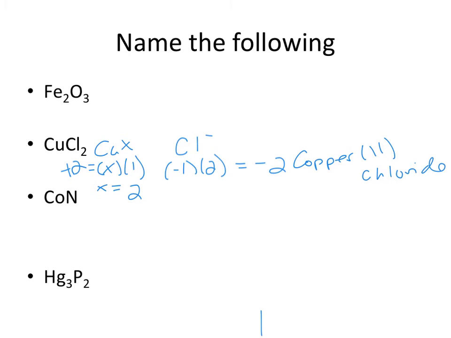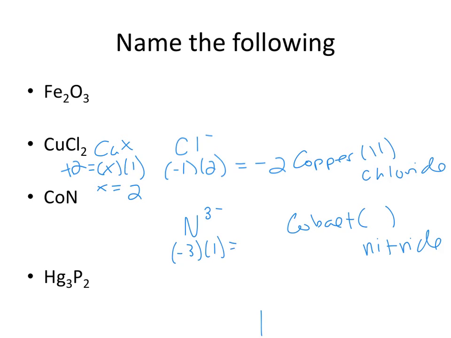Okay, so let's do the Co and the N, because that one again is a little bit simpler. I know it's going to be cobalt blank, and then because of the N, nitride, and then I have to fill in that blank with the charge of the cobalt. So we work backwards from the charge of the nitrogen. Nitrogen is -3. I take that charge and multiply it by how many nitrogens I have, which gives me a total negative charge of -3. So I know my total positive charge has to be positive 3. I don't know the charge of the cobalt, so we'll call it X. I have 1 cobalt in that compound. So what times 1 makes 3? The answer is 3. So it's cobalt 3 nitride.